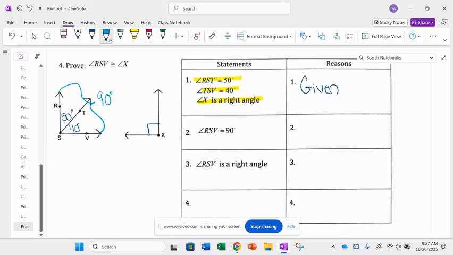So how do you think we're justifying it? How did we get 90 for angle RSV? Good, we added. You're never specifically addressing the diagram, so all you have to write is addition. We added. So this was addition.